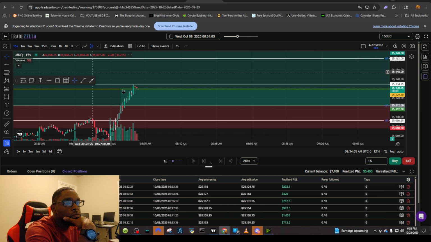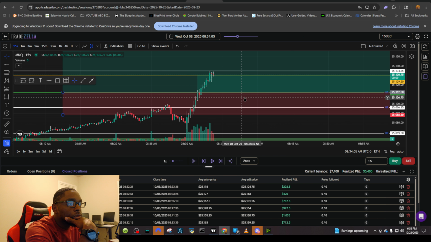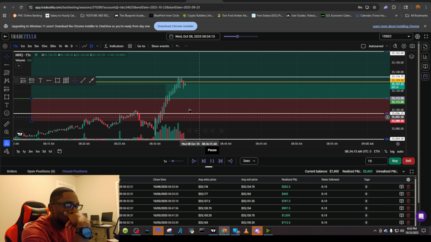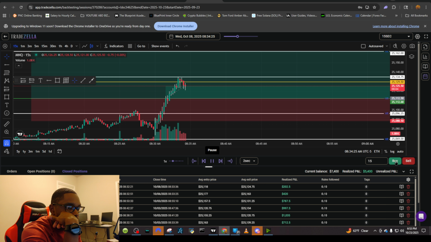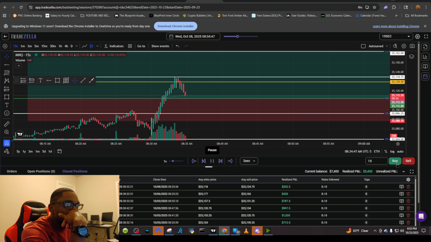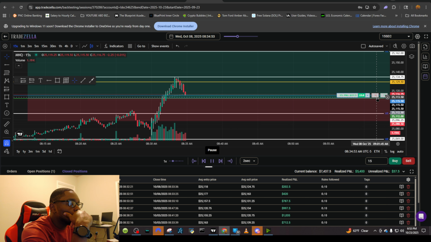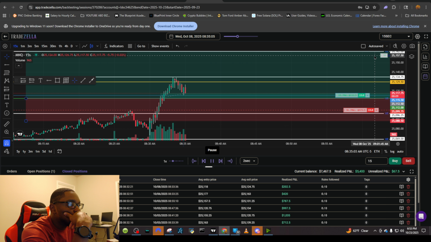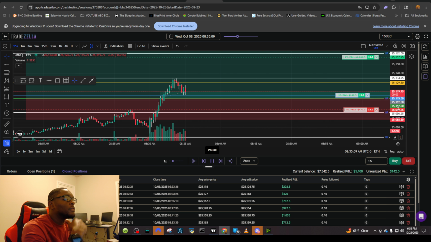Let me go back to 15 seconds. We got this imbalance now, all green candles to the next balance. The retest of our entry point. If we get back down here, close enough for me. I'm going to get in at 472, and the target is going to be 1200.